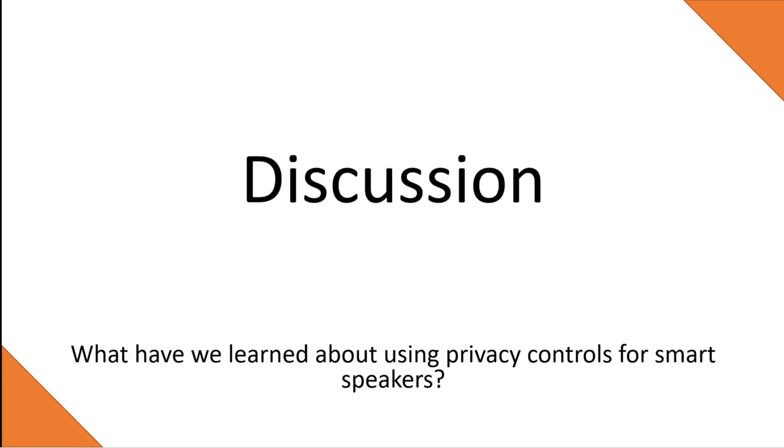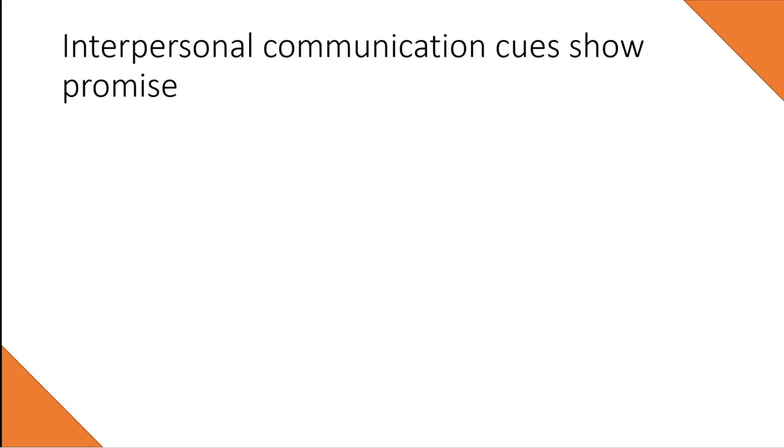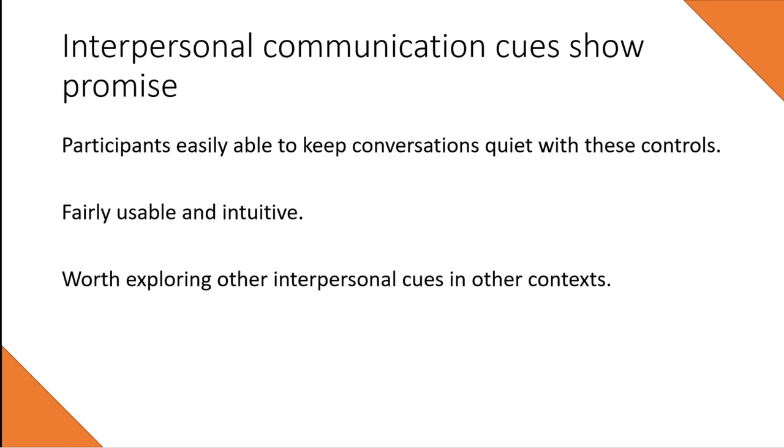Now to move on to asking, what did we learn about using interpersonal cues as privacy controls for smart speakers? First thing that we learn is that these interpersonal communication cues show promise. With the voice condition, and even with the gaze condition, participants were easily able to keep the smart speaker microphone muted. Participants described the voice condition as being easy and intuitive to use. These controls show promise and have the potential to be used more often and more effectively than mute buttons. It is worth exploring the use of such cues as privacy controls for other smart devices in other contexts.